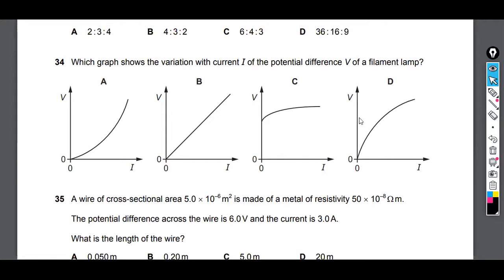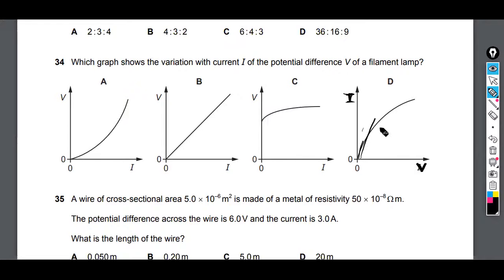Let me change it. D is not the correct answer, but if it were an IV characteristic, if this were I, and this were V, then this would be the right answer. So an IV characteristic, that's what it looks like for a filament lamp. It kind of obeys Ohm's law here. Here it basically is proportional. We could get a slope there.